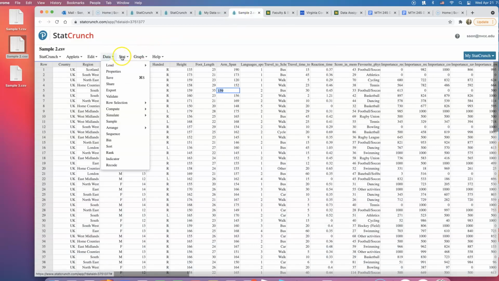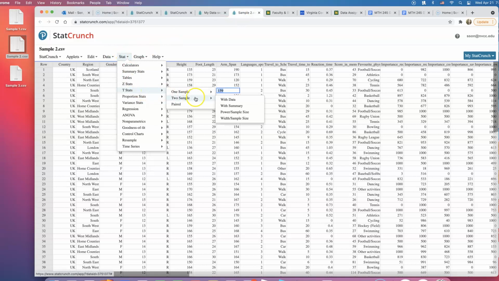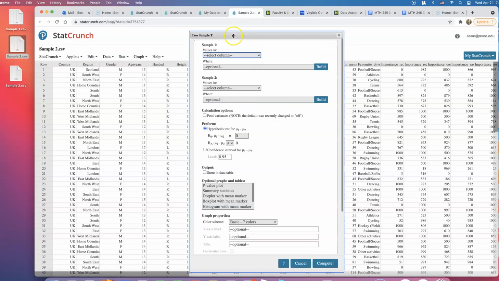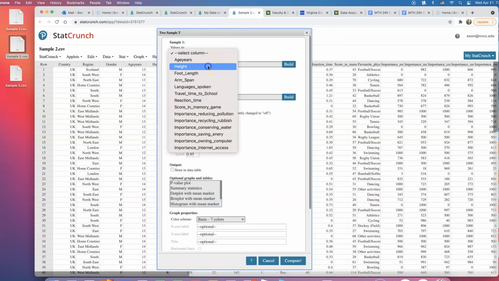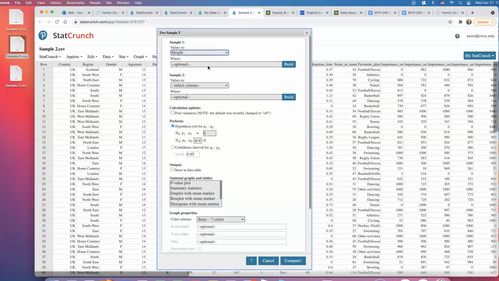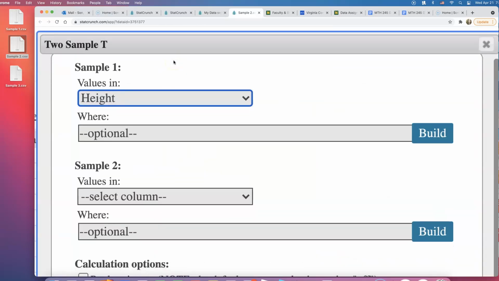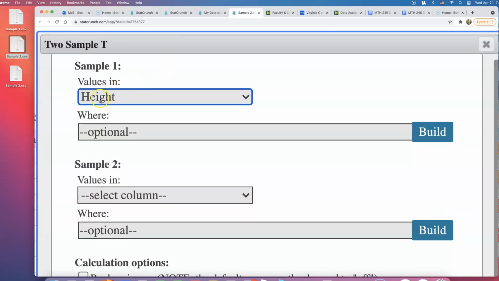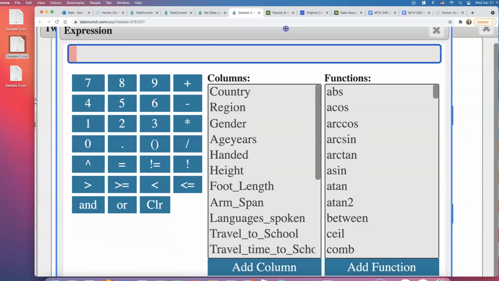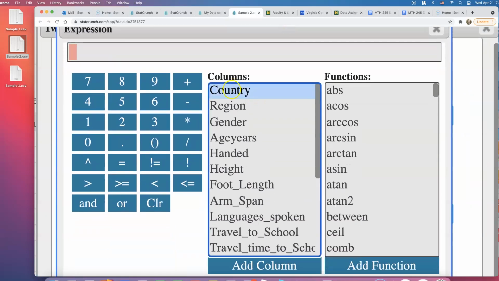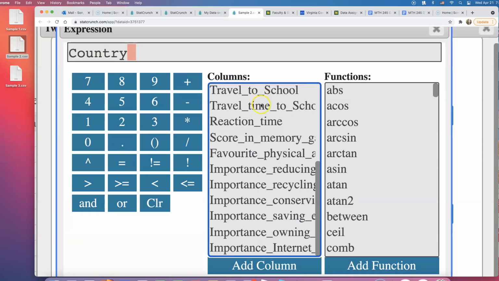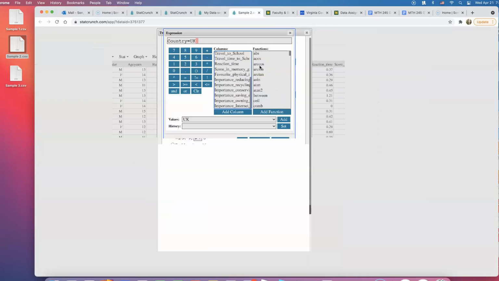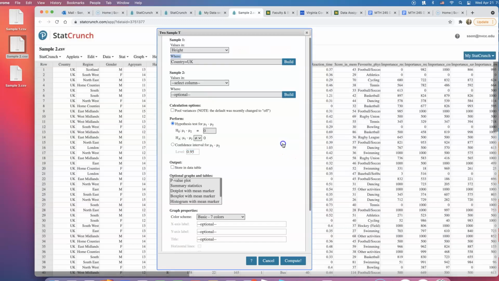Okay, so I'm going back over here. I'll go to stat, t-stats, 2-sample with data, okay? Variable 1 is height in UK, so I may have to use the build function. Look, this is the first time we're using this build function. I clicked on height, and under where, click on build, and use country equals UK, okay, and that's it. Go ahead and click OK.